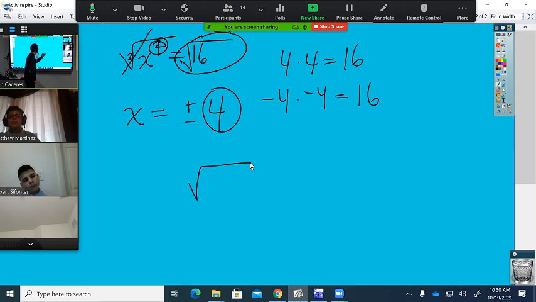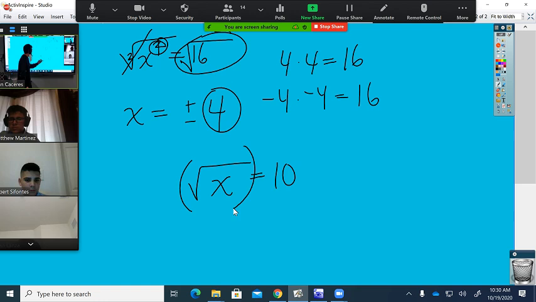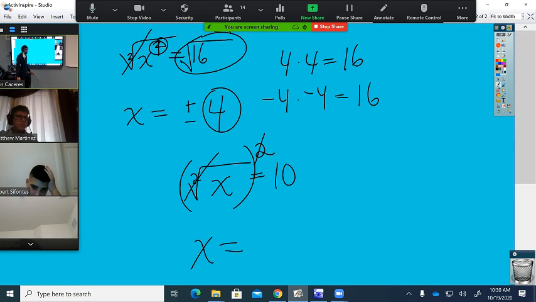Square root of x equals 10. Now, is there an x by itself here? No, there's a square root on it. What's the opposite of a square root? A square. A 2 exponent. Opposite of a 2 in the root is a 2 in the exponent. Now what that will do is cancel and bring x down by itself, exactly what we want.